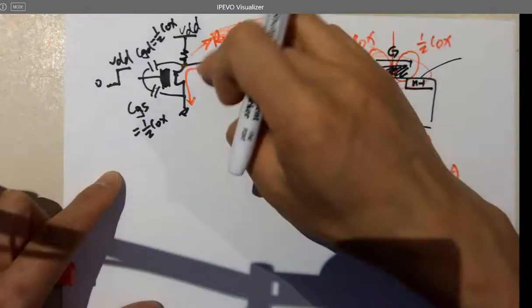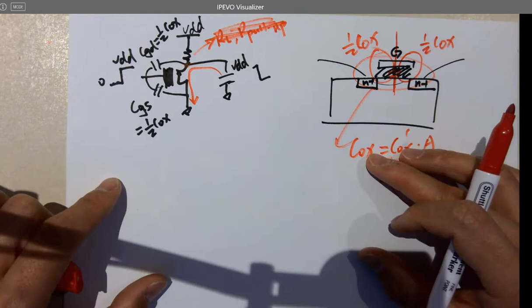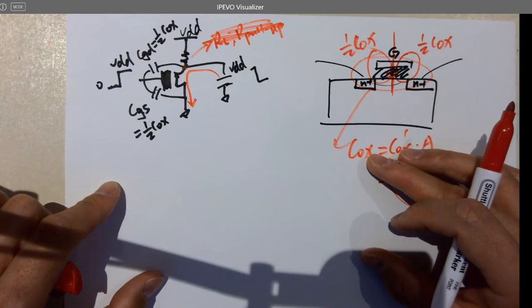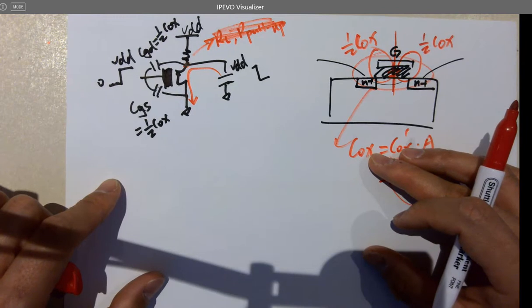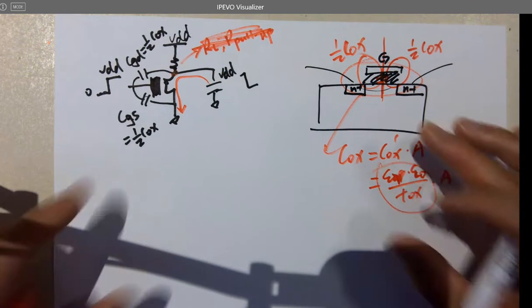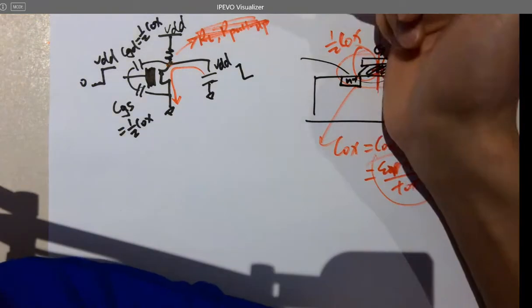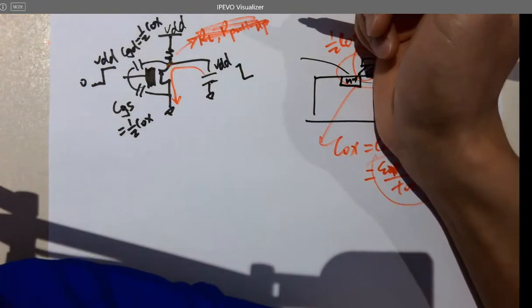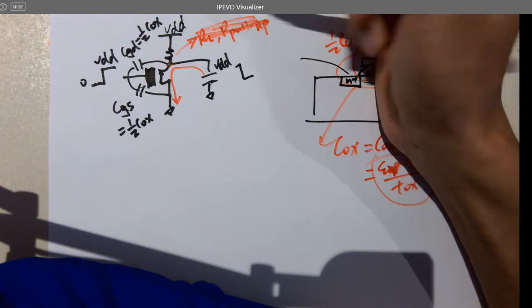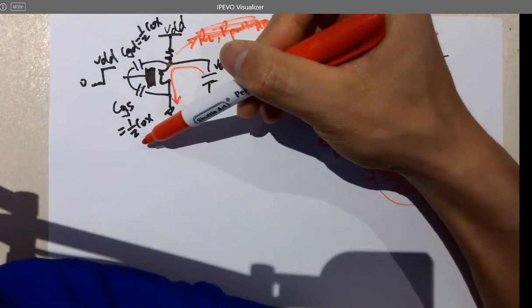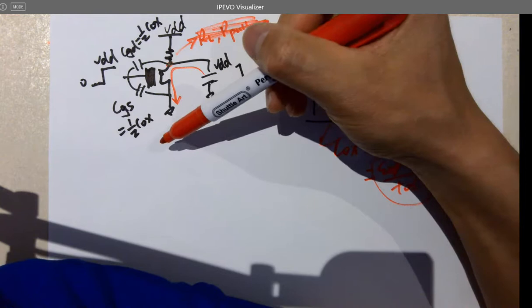And now let's look at this one. Which one has a mirror effect? Which cap has a mirror effect? CGD or CGS? So look at CGS. Physically, it is a half Cox. It makes sense. It's just half of the plate.